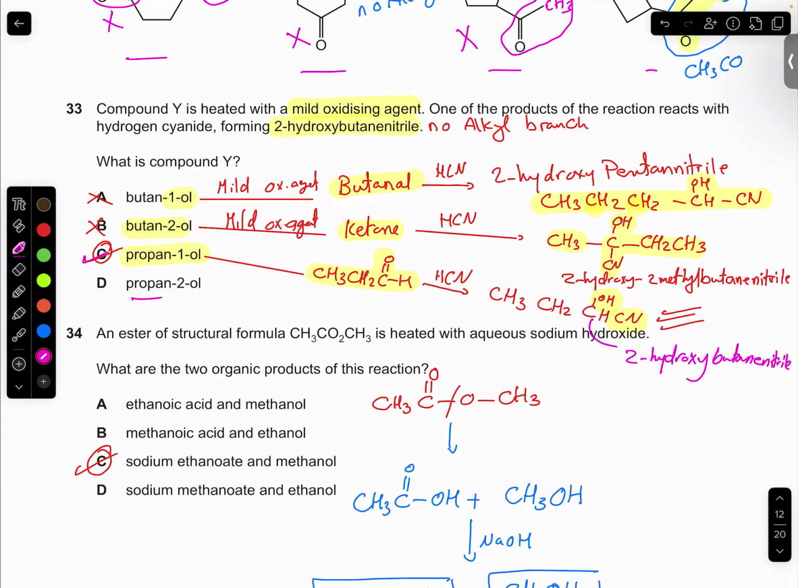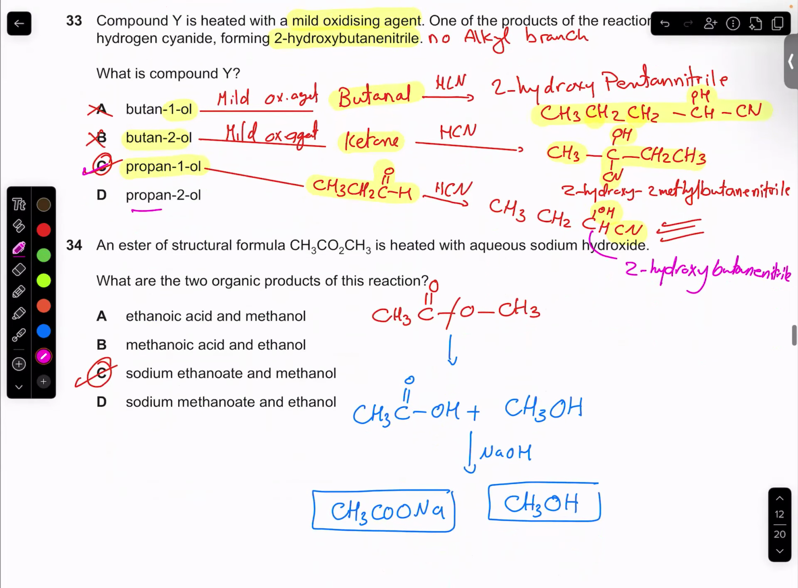Of course, this one doesn't form 2-hydroxybutane nitrile. Okay, an ester of structural formula CH3CO2CH3 is heated with aqueous sodium hydroxide. So this one is heated with aqueous sodium hydroxide. And this one, it's an ester. It's methyl ethanoate.